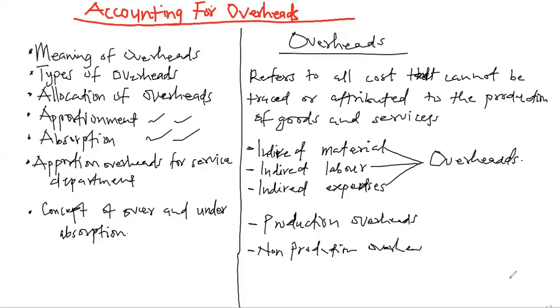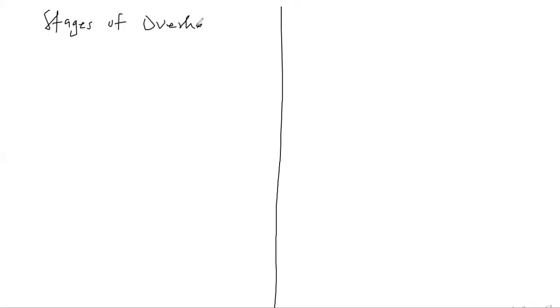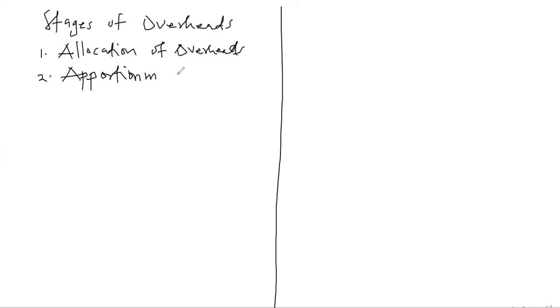Then let's move to the stages of overheads. So when it comes to overheads, there are three stages. The first stage is what? The allocation of overheads. Then we have the apportionment. Then the third one, we have what? The absorption.